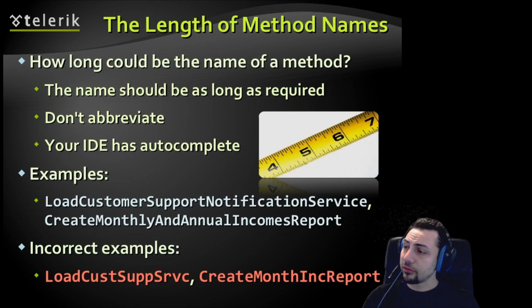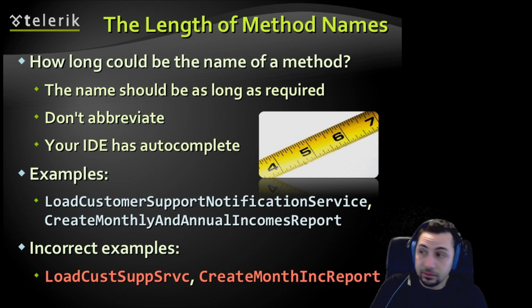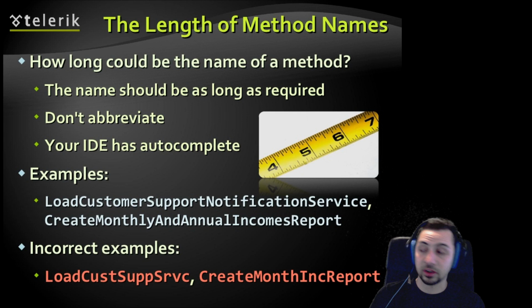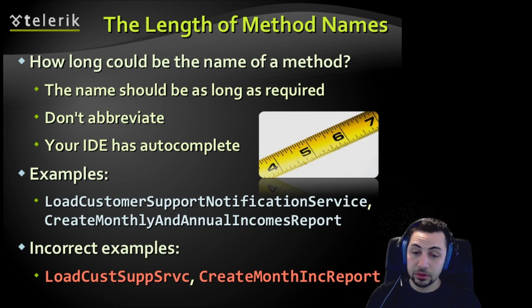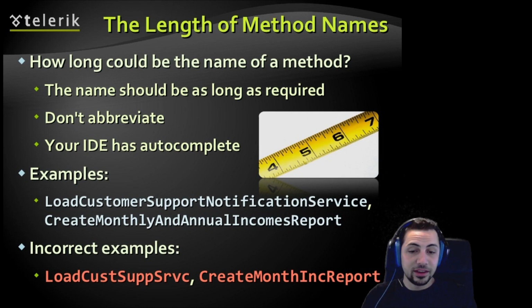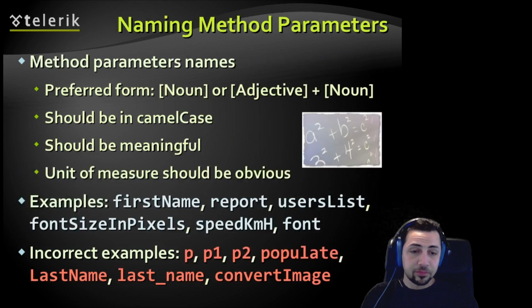And again, you don't have to worry so much these days about how long the method name should be. Let it be as long as required. Okay, no one is going to judge you on the length of your name. You can say load customer support notification service. Do not ld cust sup not serve. Doesn't really help. Okay, read it out loud. Oh, load cust sup serve. Yeah, that's, just don't do that.